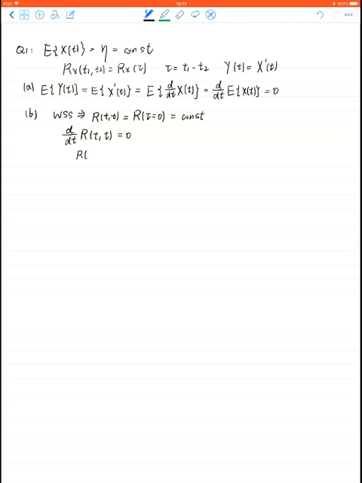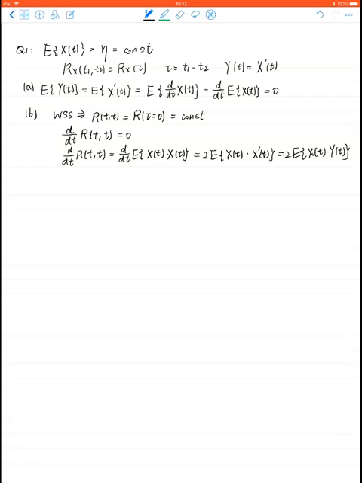We also know R(t,t), take the derivative of t, that should be equal to d/dt of the expectation of X(t) times X(t). And in this case, when we take the derivative of the expectation of X(t) times X(t), the answer should be 2 times the expectation of X(t) times X'(t). Since X'(t) is simply Y(t), that should be 2 times the expectation of X(t)Y(t).